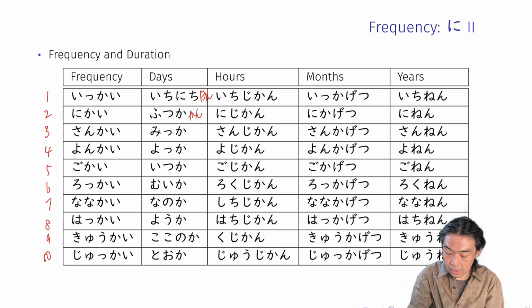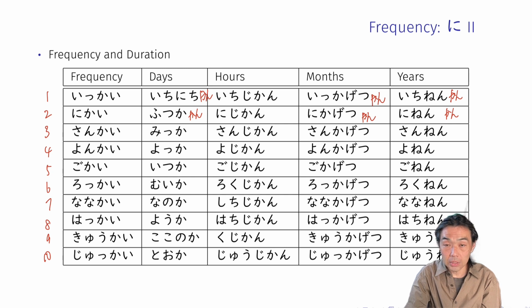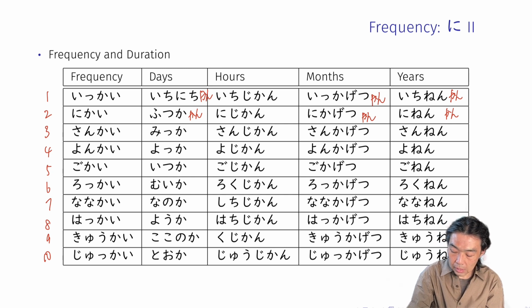For month, again, kan is optional. You can say 1ヶ月 or 1ヶ月間 or 2ヶ月 or 2ヶ月間. Year, again, kan is optional. So you can say 1年間 or 2年間. Okay. So that's how you say duration. So these are all duration.